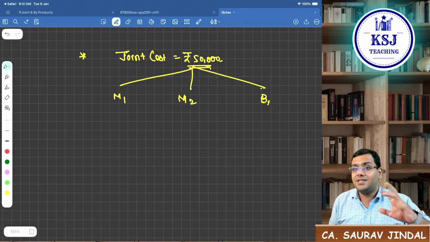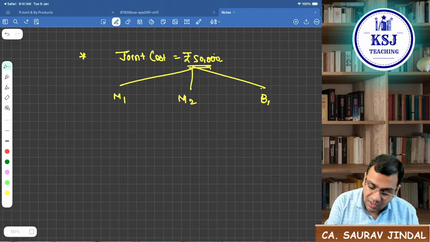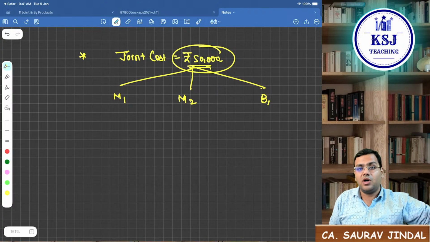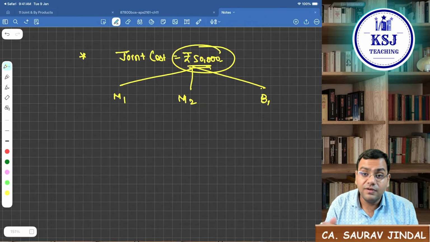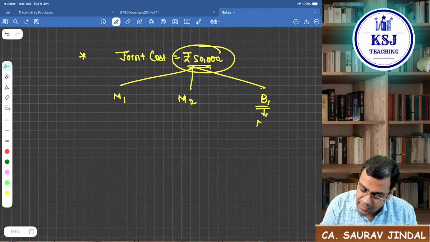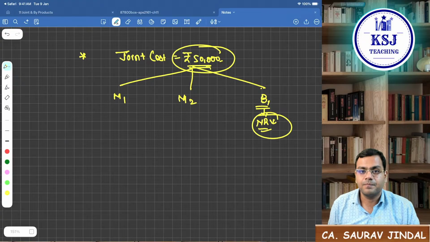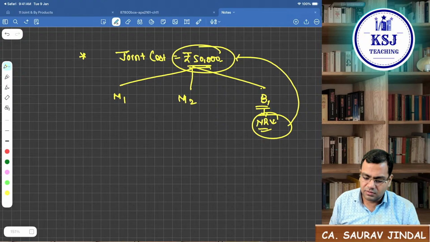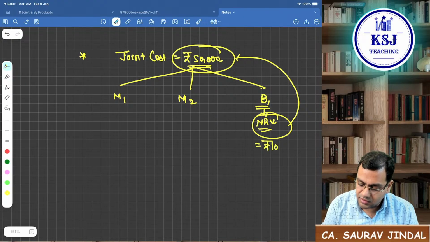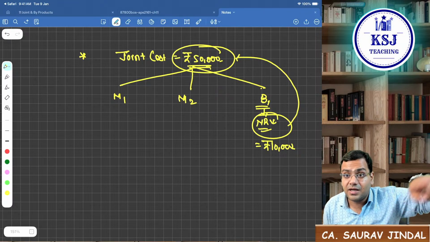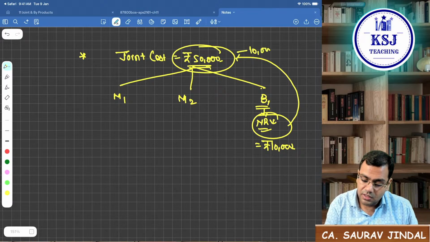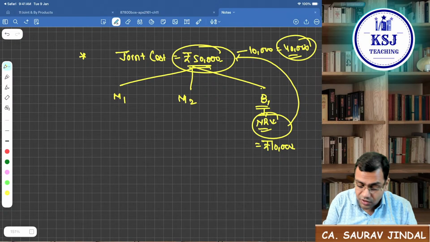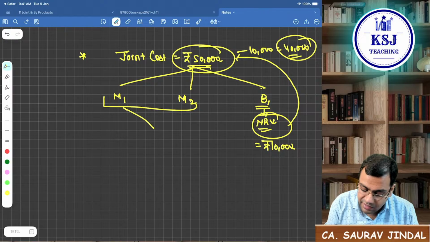Okay, sir. Then they say that what is to be done? They say first, out of this joint cost, reduce the value of the byproduct at NRV. So in that case, first you will calculate the NRV of this product B1. You will subtract this NRV from the joint cost. Let's say this NRV comes to 10,000. So minus 10,000, what is left is 40,000. Now you will be given the information that this 40,000 is to be distributed between M1 and M2.